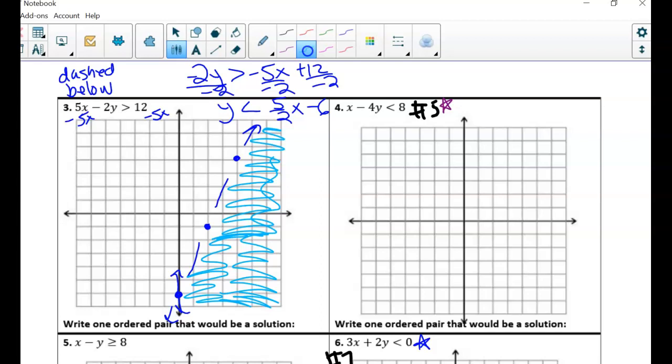For your y, it's really easy to see above or below. For x, you kind of have to think about it like that. But we'll do a couple here in a bit.